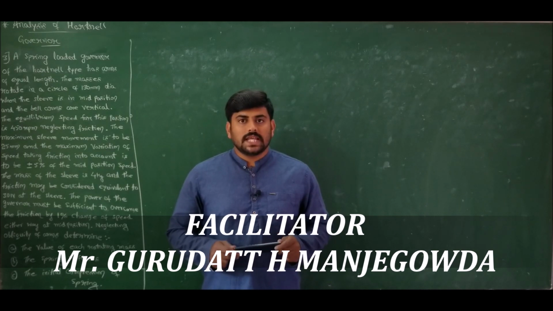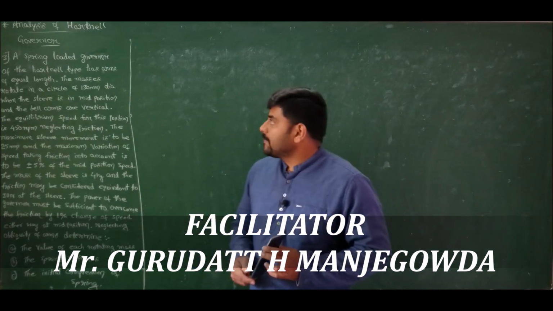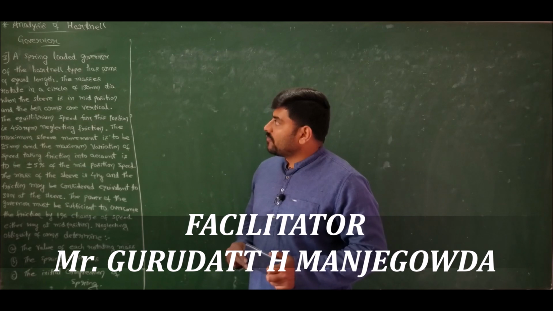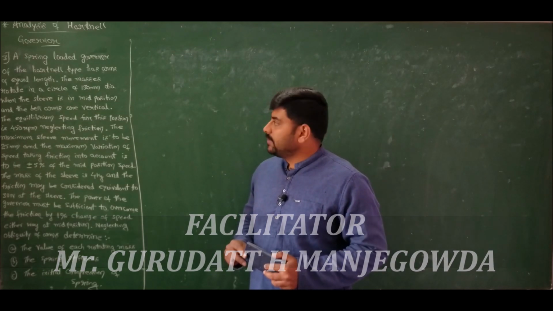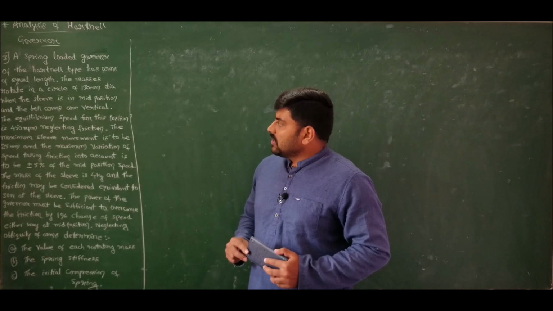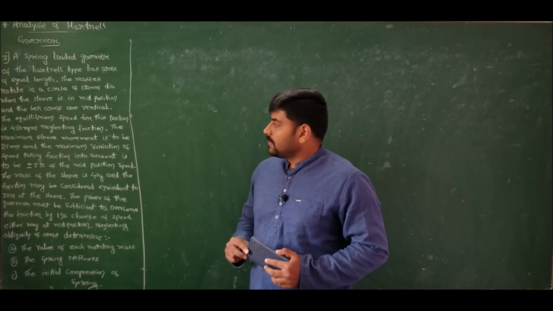The problem number 3 of our discussion on problems on Hartnell governor states that a spring-loaded governor of the Hartnell type has arms of equal length. The masses rotate in a circle of 130 mm diameter when the sleeve is in mid position and the ball arms are vertical. The equilibrium speed for this position is 450 rpm, neglecting friction.